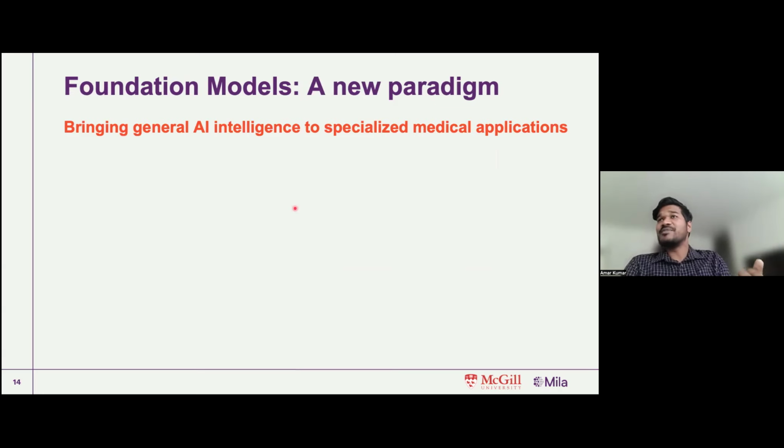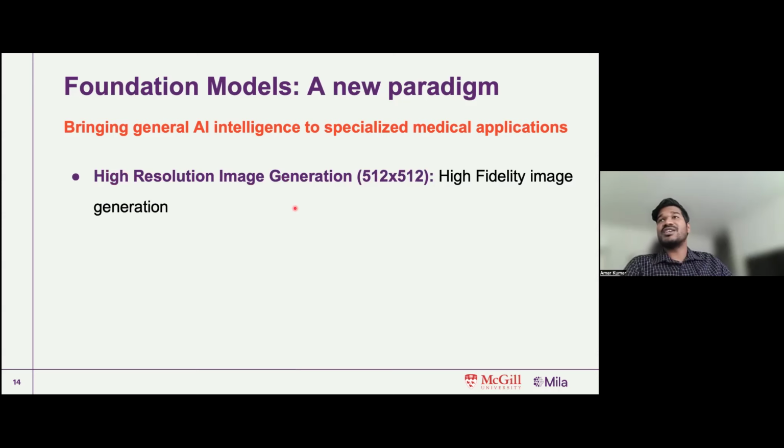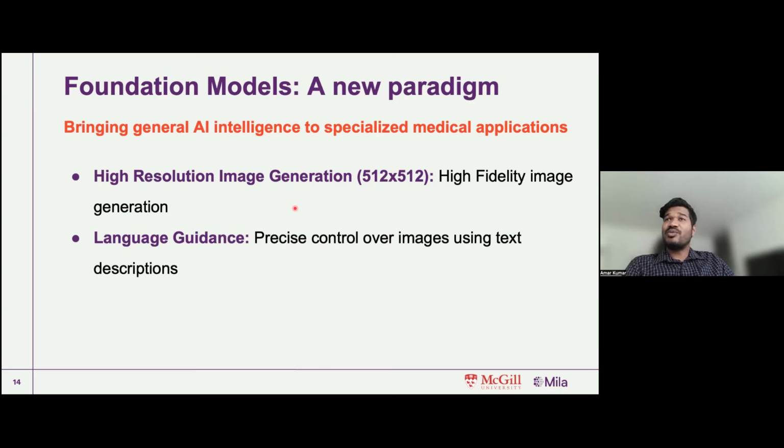So where does the foundation model come into the picture in all of this? The foundation model acts as a new paradigm for bringing in high capacity models, because these images are extremely high resolution, and we were also one of the first to generate these images in the context of chest X-ray, that we were able to synthesize high fidelity images at 512 by 512 resolution. And what was important and interesting about this work was that it was able to have precise control over the image using just text description.